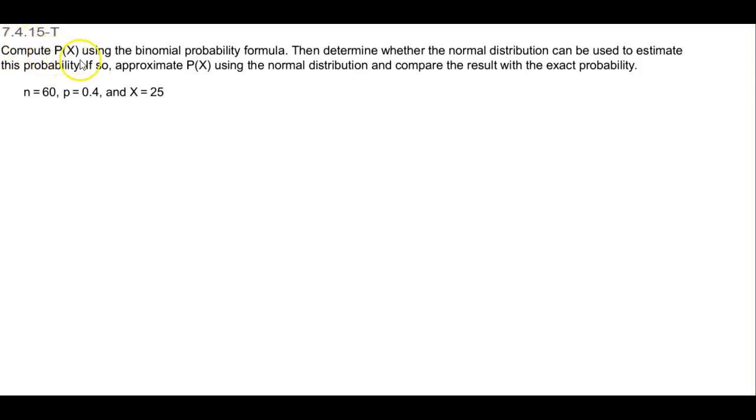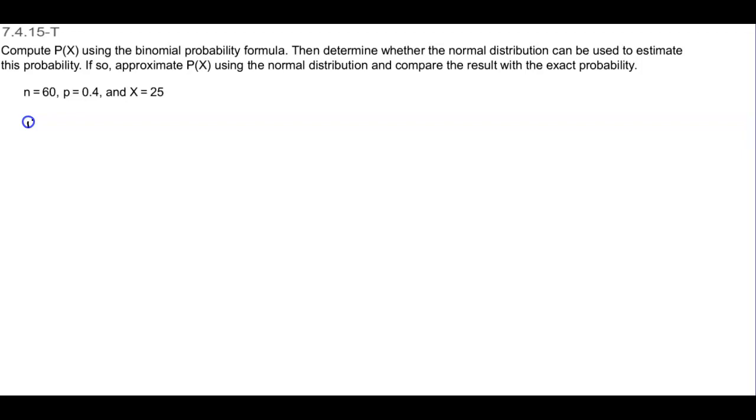7.4.15-T. Compute P of x using a binomial probability formula, then determine whether the normal distribution can be used to estimate this probability. If so, approximate the probability of x using the normal distribution and compare the result with the exact probability. Okay, so what we're going to do is use the following formula.